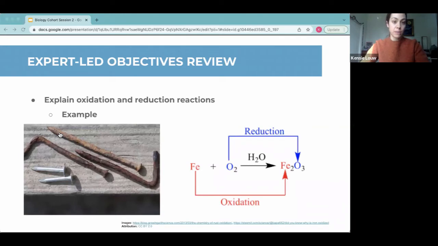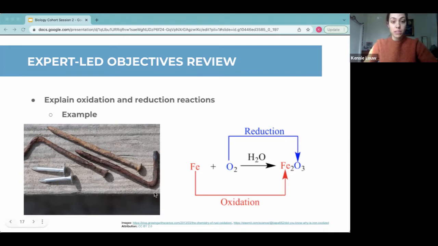Here's an example that's hopefully pretty tangible to most of you, something you've seen before: rusty nails. When a nail, which has iron in it, is exposed to the elements like air and water, over time it becomes rusty. So what is going on at a molecular level here in terms of oxidation and reduction? Nails are made of iron, which is a metal. And we know that metals are not electronegative elements. They don't really attract electrons. They tend to give them up.